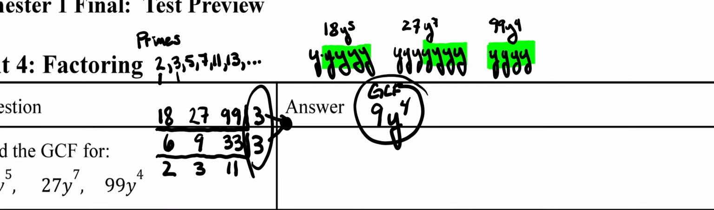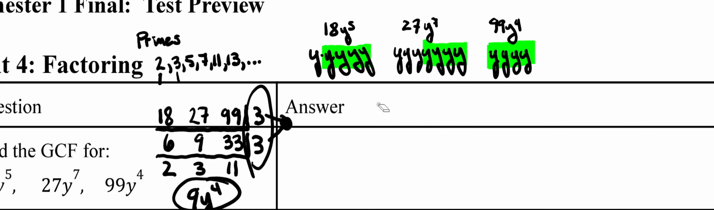Now, I told you I'd show you another way. Let's take a look at this. I'm just going to write over here 9y to the 4th, and I will show you another way here. 18. You might have seen this before. If I break 18 into all of the possible factors, well, I can always start with 1. 1 times 18, 2 times 9, 3 times 6, 4 won't go in, and 5 won't go in, and then we're back to 6, and we've already got it. So those are all the factors of 18.